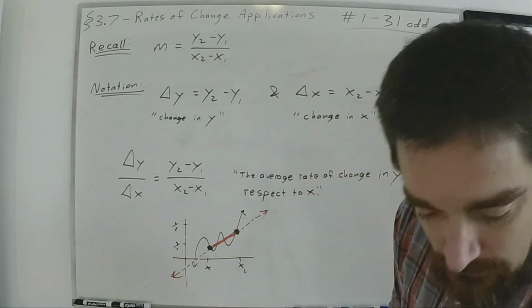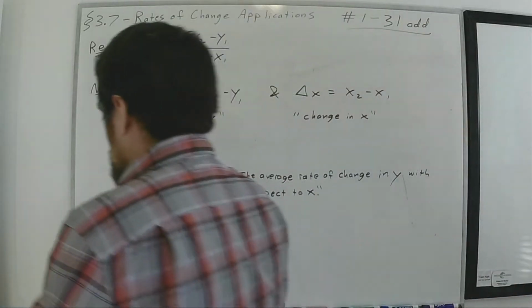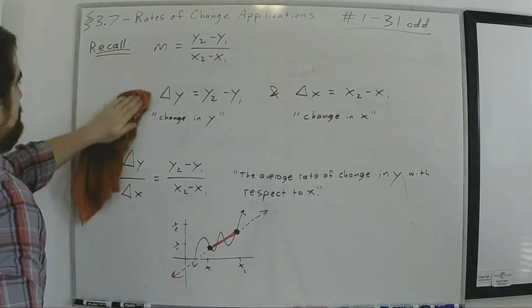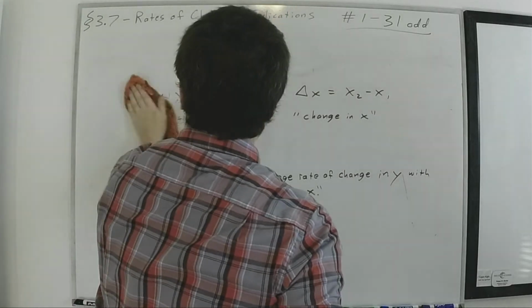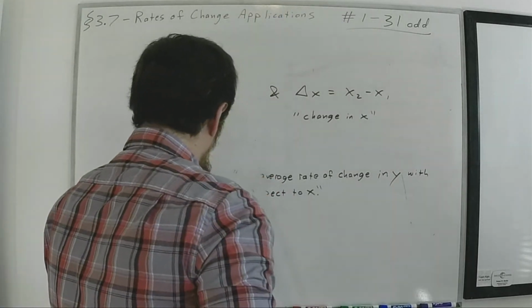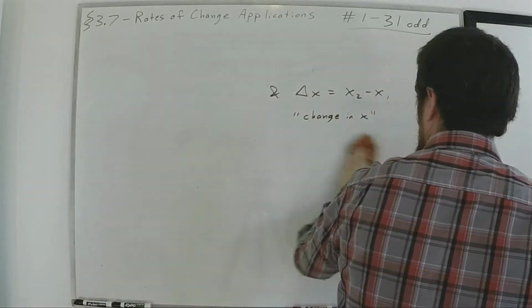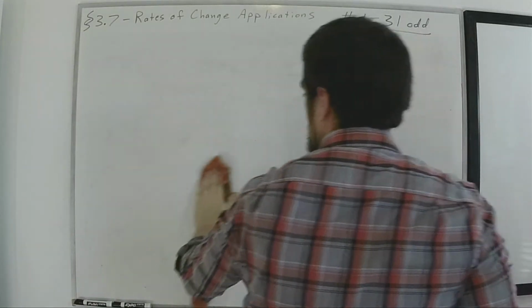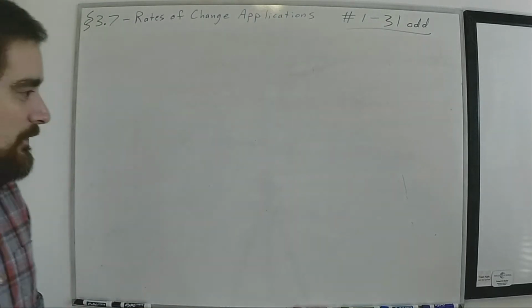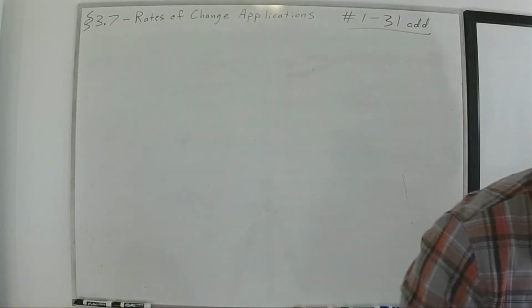So the book starts to sprinkle in this notation a bit more here, and we'll see this notation a bit later as well. So that's what we're going for. We're going for average rate of change. Trying to figure out what some of these applications are doing over a given time period.